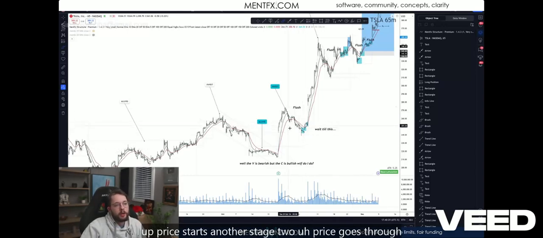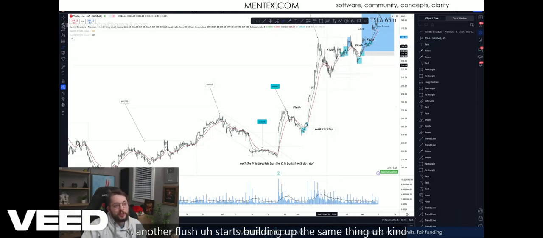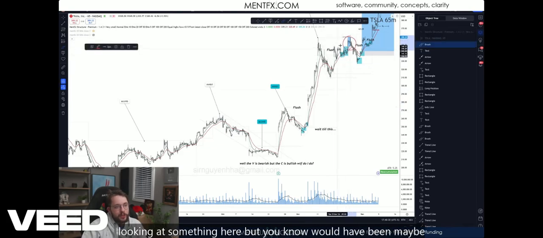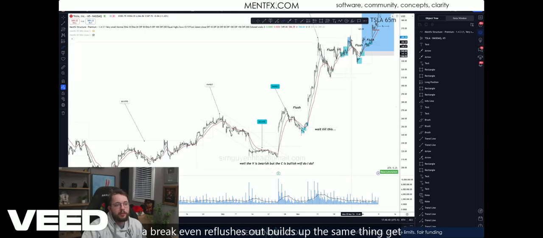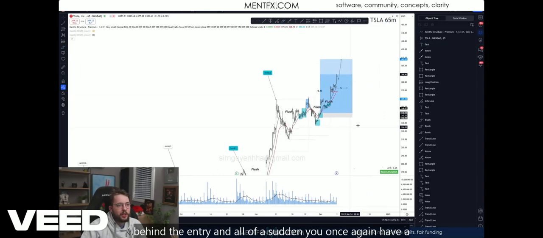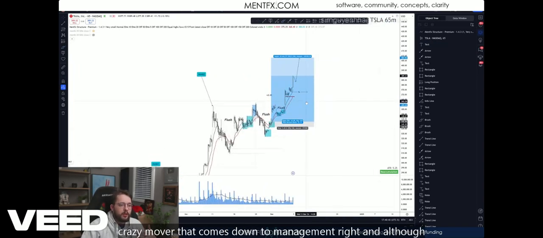Accumulation MBs build up. Price starts another stage 2. Price goes through another flush, starts building up the same thing. Kind of builds up a little something here. I was looking at something here, but would have been maybe a break even. It reflushes out, builds up the same thing, you get behind the entry, and all of a sudden you once again have a crazy mover that comes down to management.